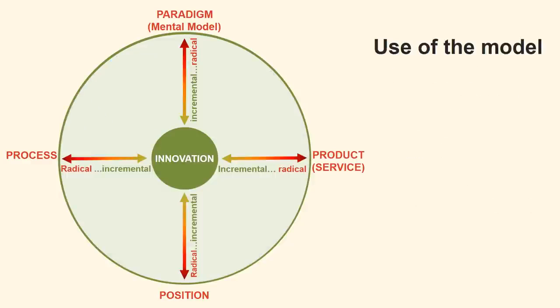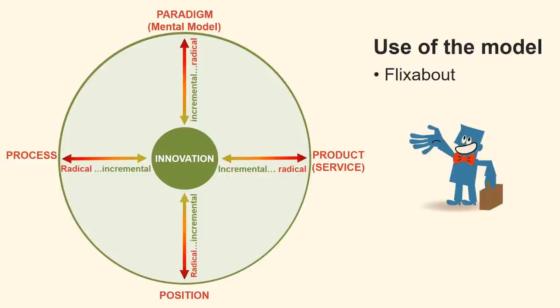One way to use the model is to determine how big the changes are in each of the 4 categories. Our own channel, Flixabout, is used as an example. The starting point is our perception of the current situation. Others may see it in a completely different way, as no one has exactly the same starting point.